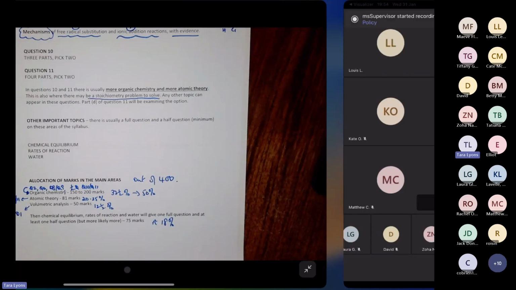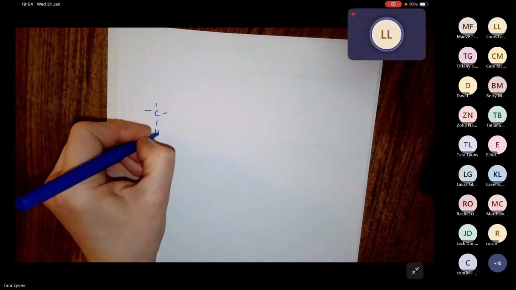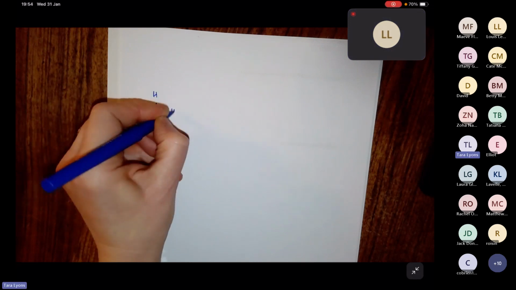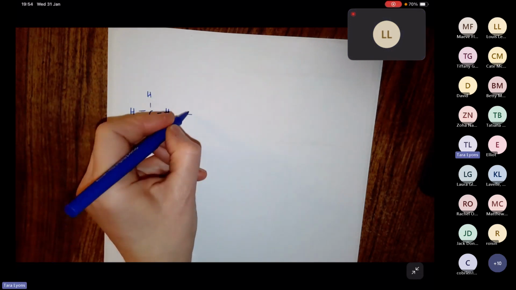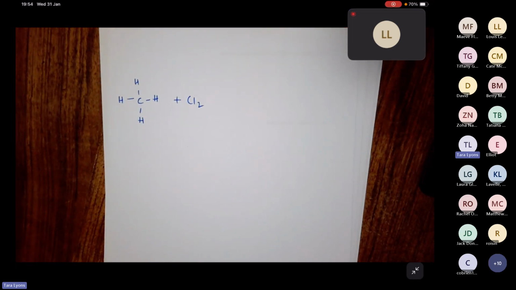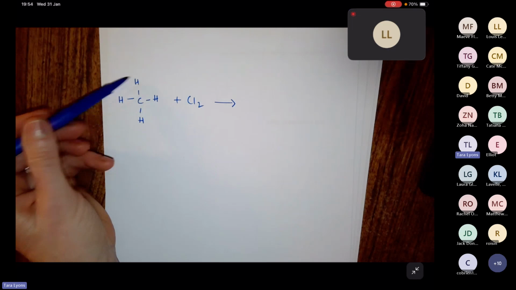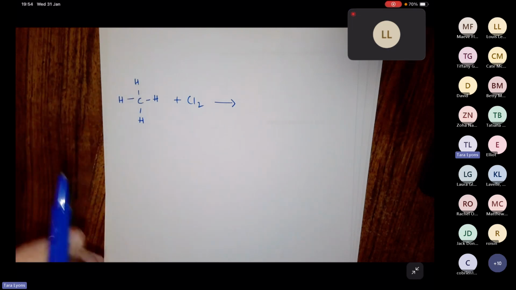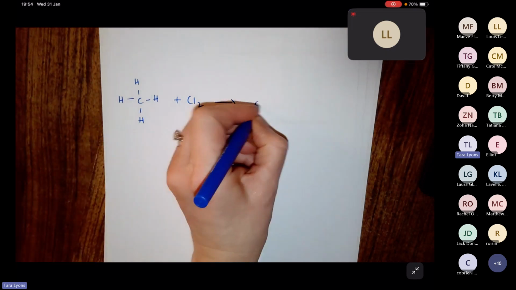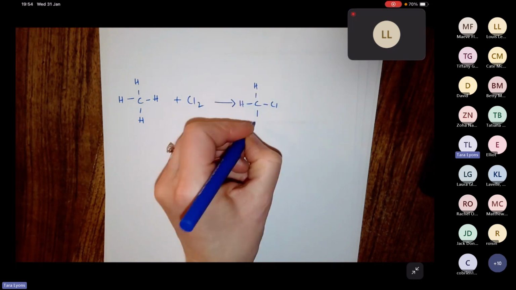If you're doing a free radical substitution reaction, hopefully you can see my screen there. You're going to take methane, so there's methane, I can draw it. And the only reagent that they can ask you to react an alkane with is chlorine. There's only one reagent for a free radical substitution reaction. And you're going to substitute one of these four H's, just one, with one of these chlorines, because it's a substitution. So you're replacing one of the H's with a chlorine.